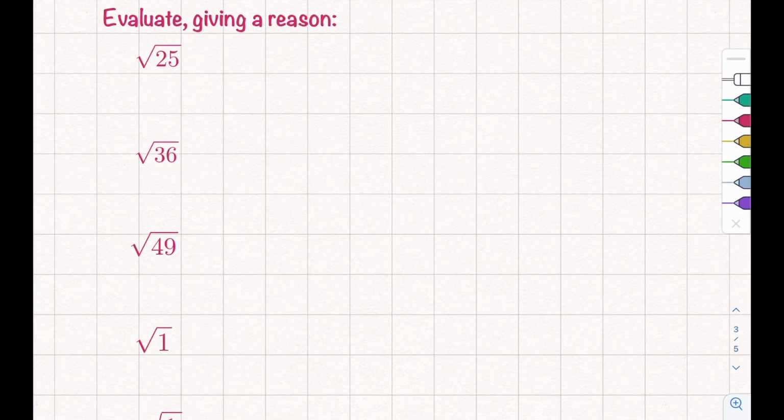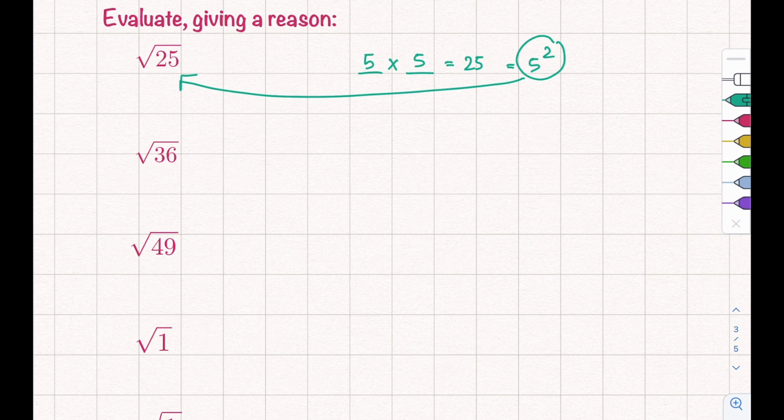Let's take a look at the example questions together. The first one we have is the square root of 25. So let's think of 2 numbers that multiply to make 25. And we know that the answer is 5. So 5 squared equals 25. And the opposite of squaring a number will give you the answer to finding the square root of a number. So the square root of 25 is 5.